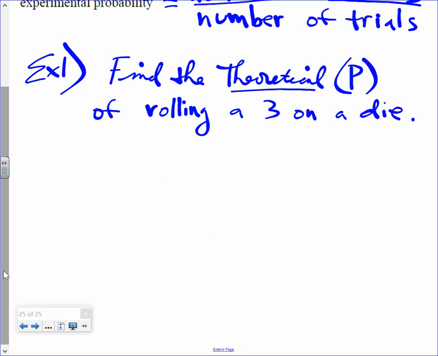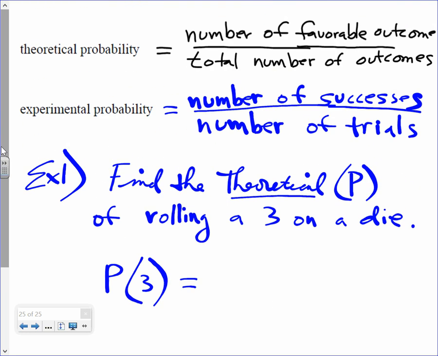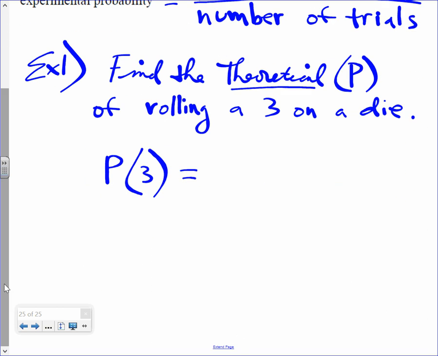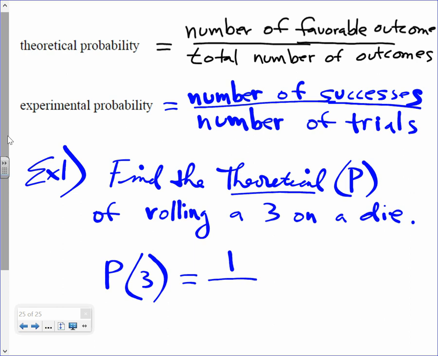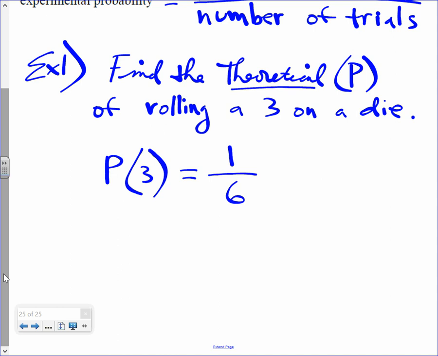1. So I'm going to put P of rolling a 3, the probability of rolling a 3, is equal to, here we go, we're going to use the theoretical probability formula, number of favorable outcomes. On one die, there's only one face that has a 3, so that's 1 divided by, how many total? The total number of outcomes is 6. Done. So the likelihood of it happening is 1 out of 6 times. So this is if I write it as a fraction.